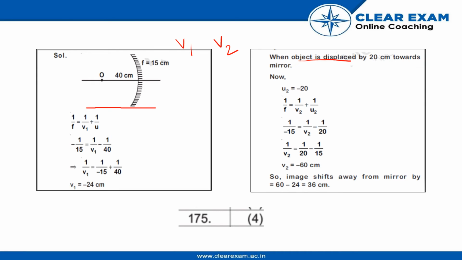So now when we use this formula to determine v1, we use the values of f as 15 and u as 40, and substituting these values in the formula we get v1 equal to minus 24 centimeter.